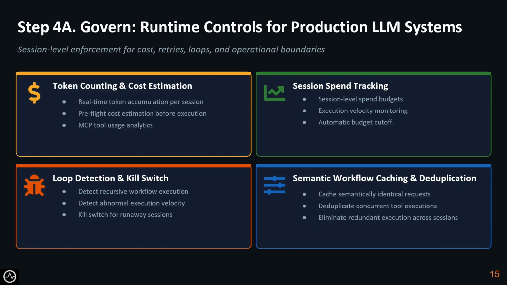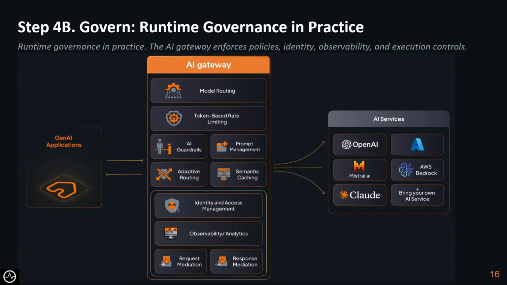So notice that none of these controls live inside the model, right? They are runtime controls enforced at the platform and gateway layers. So this is why moving orchestration outside the model boundary is so important. Once execution becomes deterministic, governance becomes possible. That is the idea. So the next question is, where do these controls actually live?